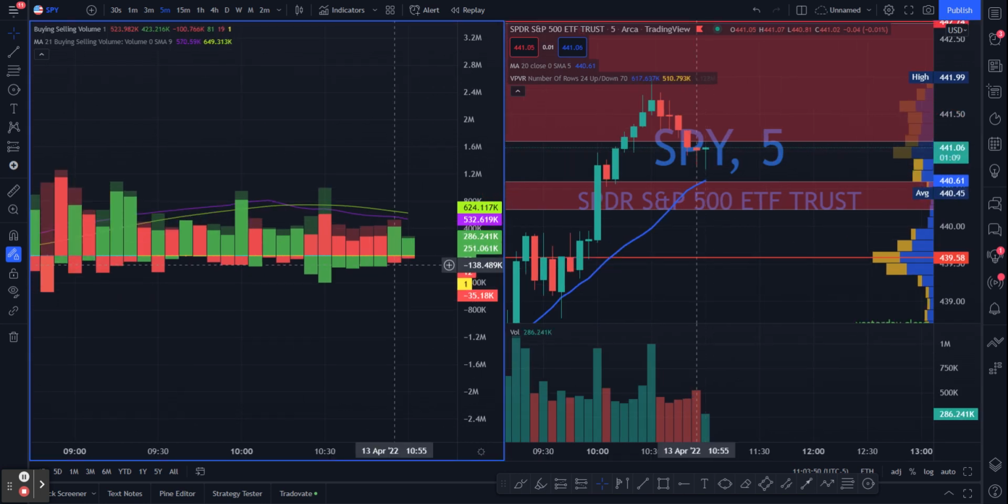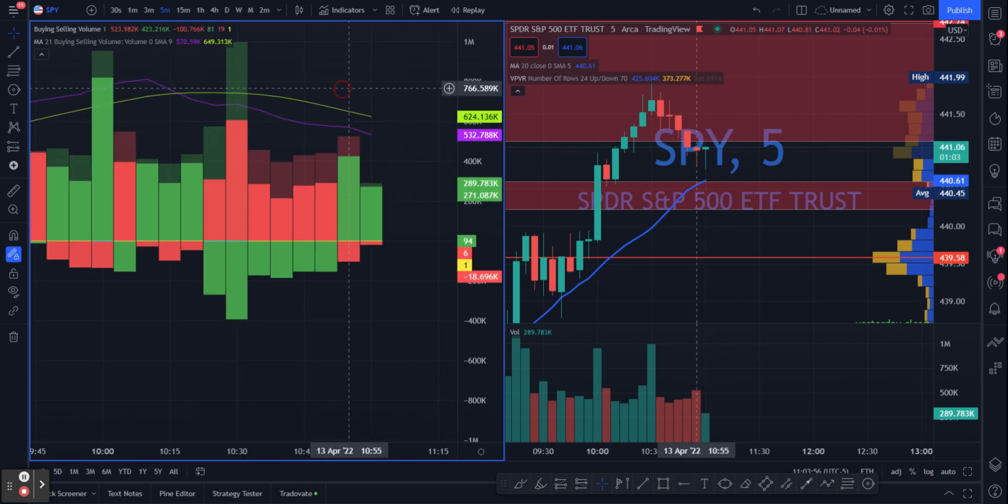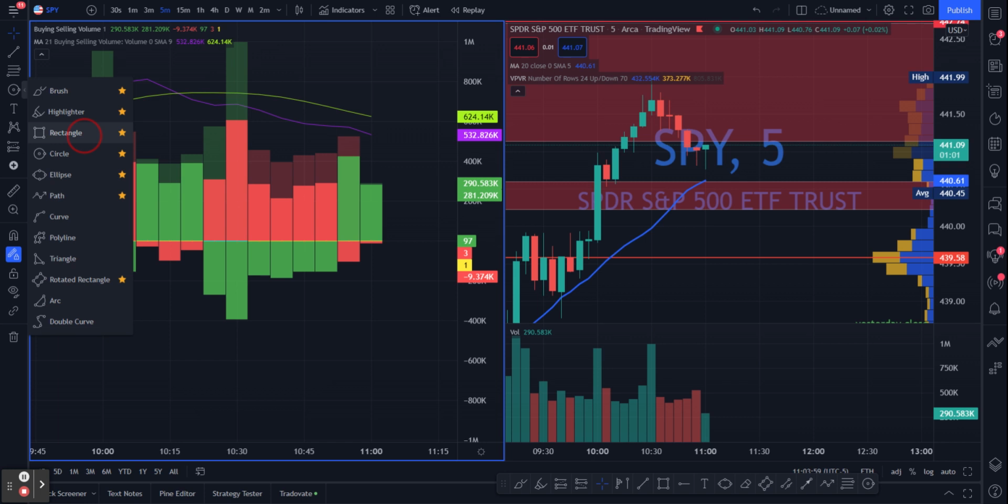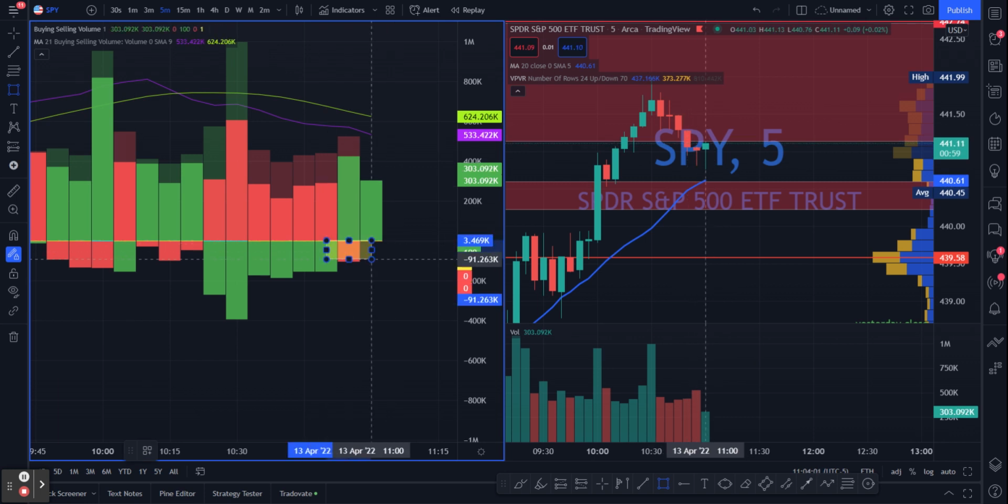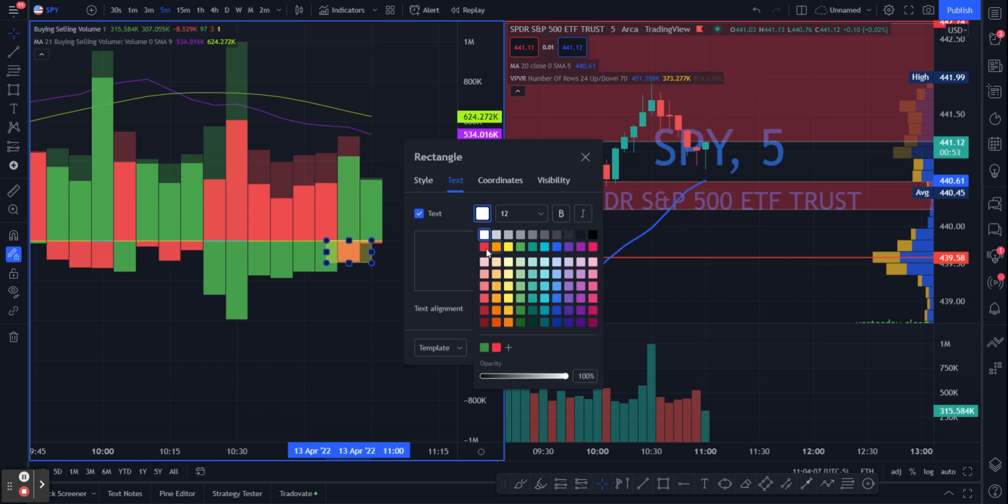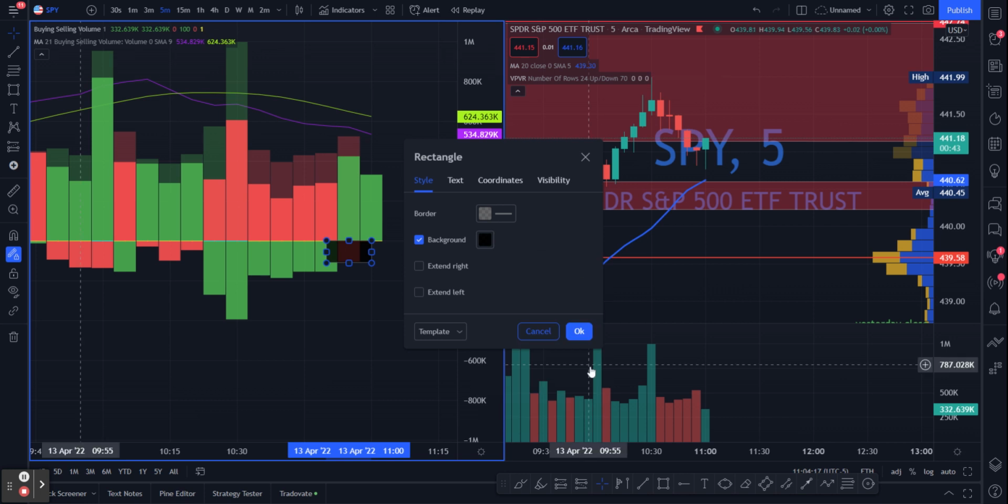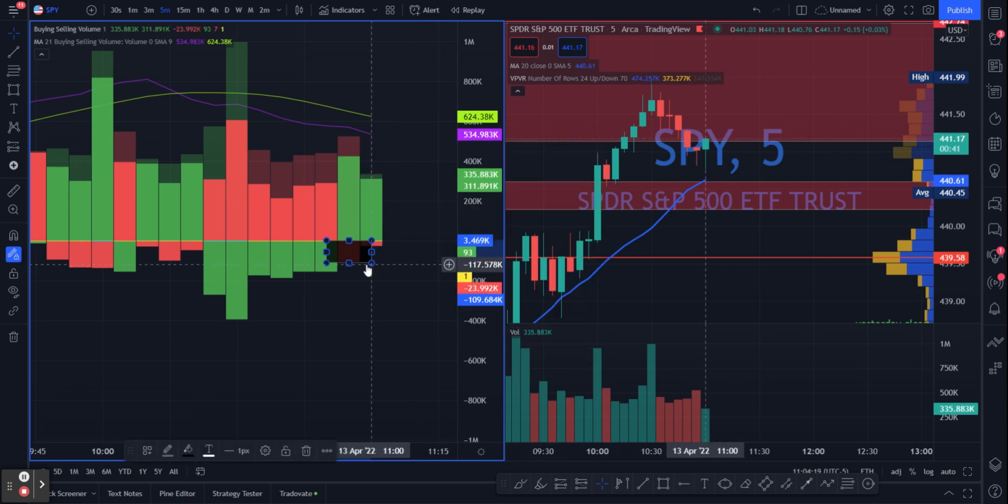Look at this bar right here. See how it's got a lot more selling? We can do the same thing we just did with the other one. Let's go here, take this bar, and copy this all the way up. Let's make it a different color so we can see it. Let's make it black and a little less opaque, and then we'll just drag this up here.